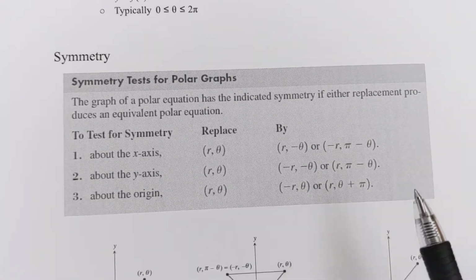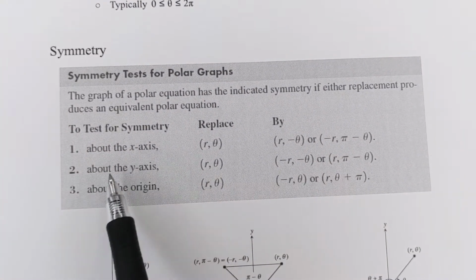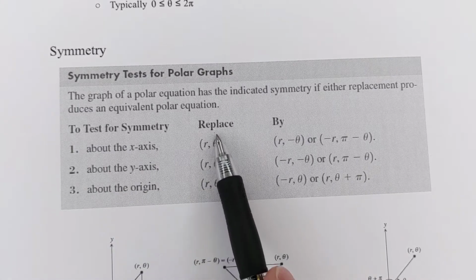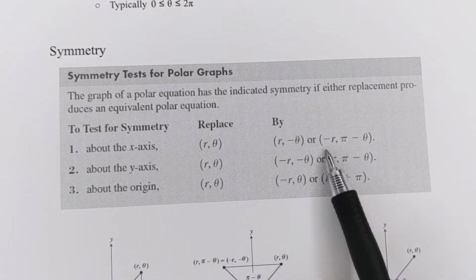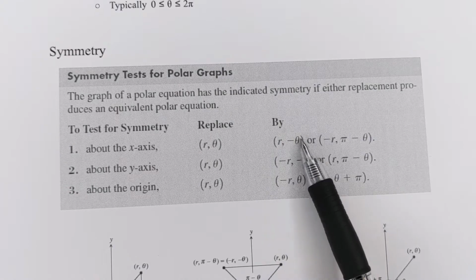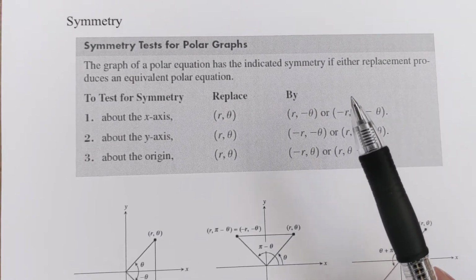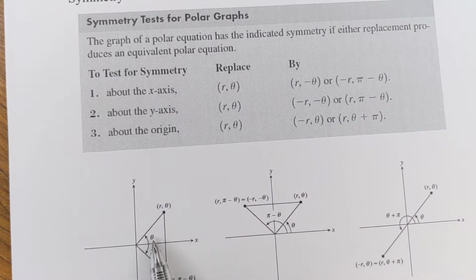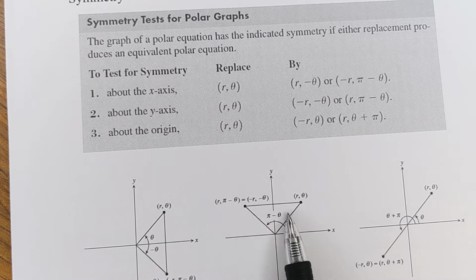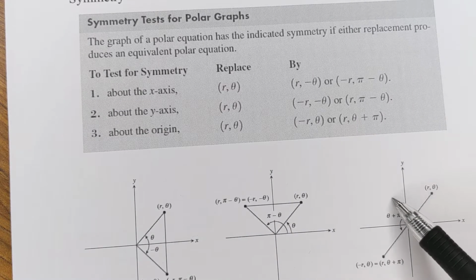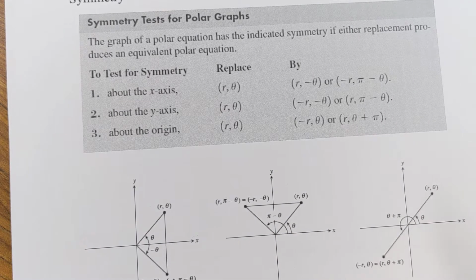Now you can test for symmetry for polar graphs. If you want to test about the x-axis, the y-axis, or the origin, you're going to replace your original r and theta with some variation on these. Typically the ones on the left will be easier to use. Here you have x-axis symmetry, so it's mirrored top to bottom. Here you have y-axis symmetry, mirrored right to left. Here you have origin symmetry, mirrored about the origin, so a 180-degree rotation.